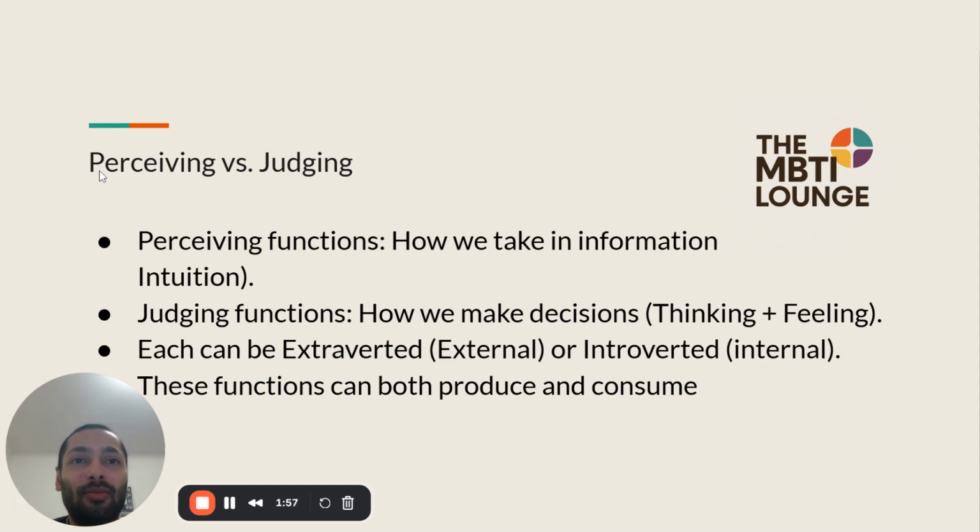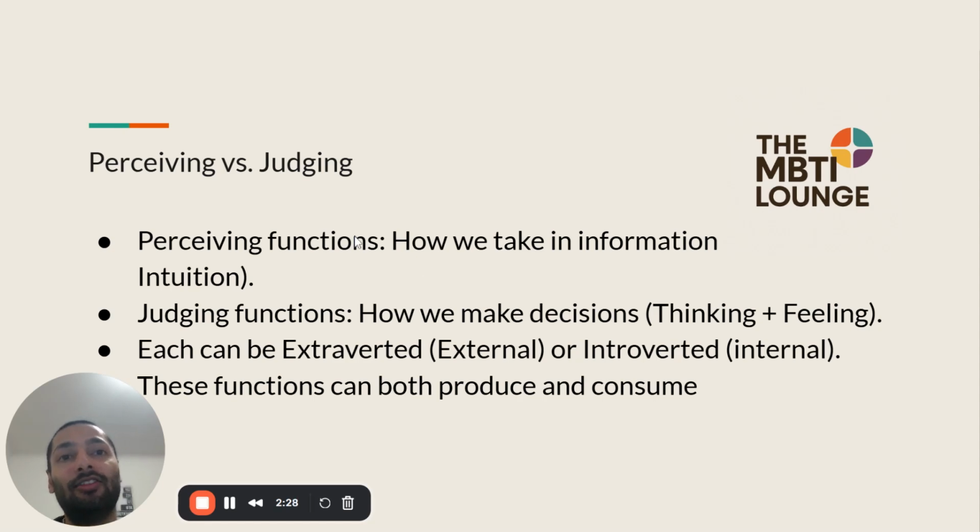So we've got the perceiving and judging functions. The perceiving functions are how we take information. This is intuition and sensing. This is how we observe or predict what's going to happen. I'm an extroverted sensor, so I'm always looking at what other people's actions are, where their effort is going, what they're doing. An extroverted intuition person is more thinking about where people are going. So this is how we perceive information.